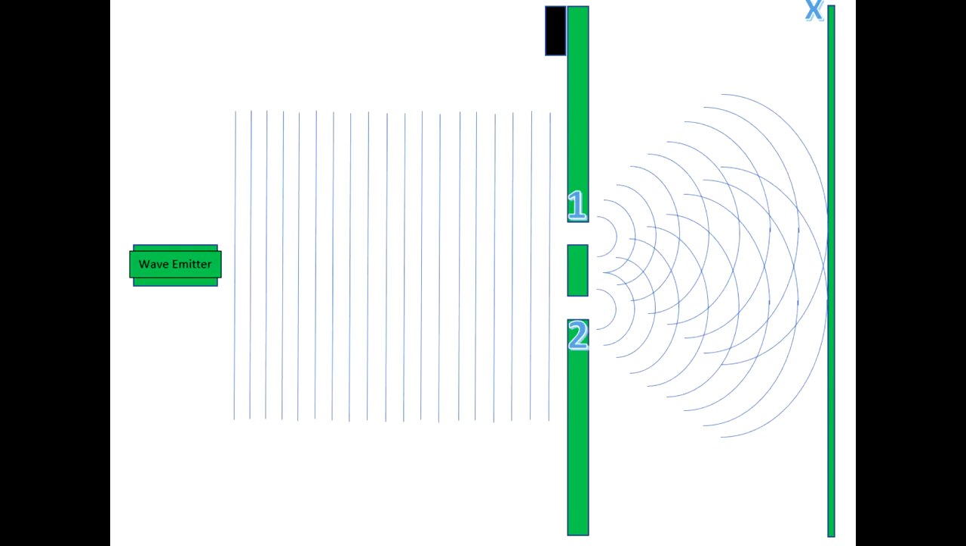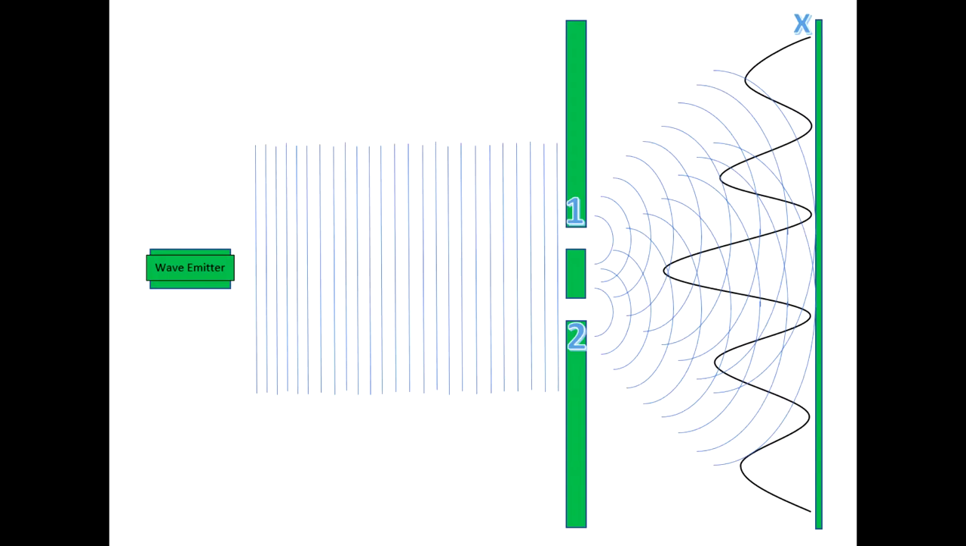Now, the waves from one slit will interact with the waves from the other slit. This creates constructive and destructive interference. At places where the waves appear to line up perfectly so that the waves are in phase are points of constructive interference. These are now the places of highest intensity. At places where the waves do the exact opposite are points of destructive interference.